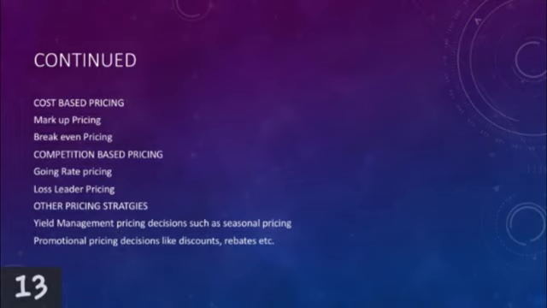Promotional pricing decisions like offering discounts and rebates are also considered under pricing strategies.